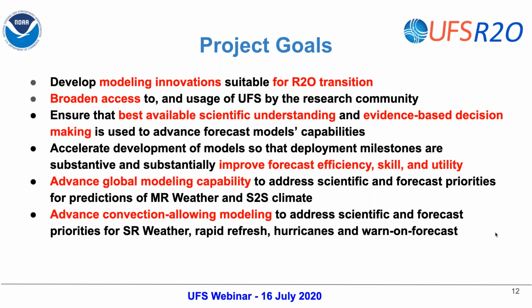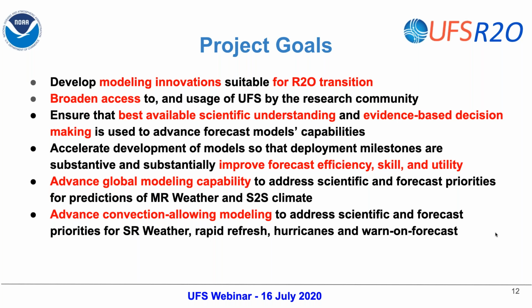We are also hoping to make sure that the best available scientific understanding and an evidence-based decision-making process is in place to advance the models and help us reach our overarching goal, which is to bring the U.S. back into the front as one of the leading nations in producing accurate and useful weather forecasts, weather and climate and other application forecasts. Fourth, we want to accelerate development of the models in order to improve forecast efficiency, forecast skill, and forecast utility. So that's really the trifecta of what we're trying to do with forecasts. We want to advance our global modeling capability as well as our convective allowing modeling capability. So we're hitting both ends of the spatial scale spectrum.